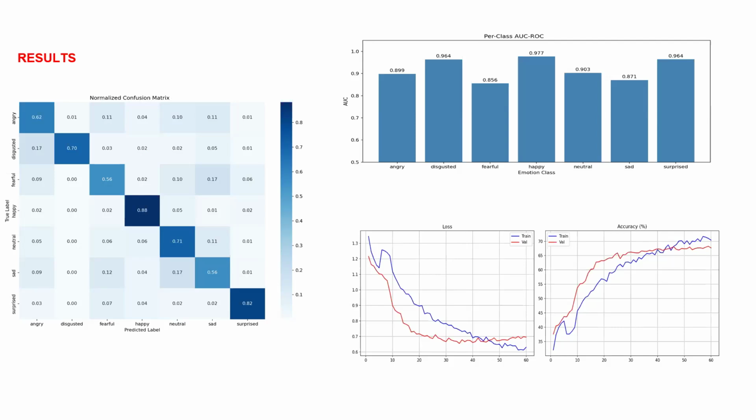Sir, this is the convergence of the training and validation loss. This curve shows our training and validation values of accuracy and loss. The right side curve shows us the accuracy during training, and the red line shows the accuracy during validation.